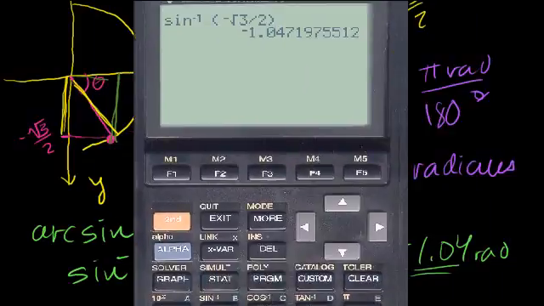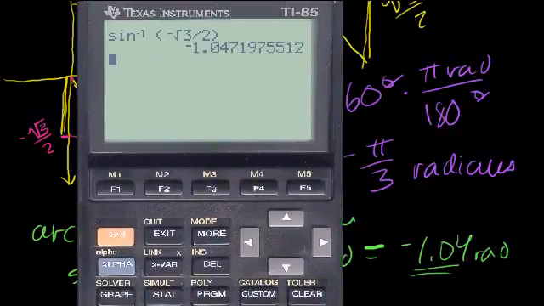Let's see if I can confirm that. If I were to write minus pi divided by 3, what do I get? I get the exact same value. So my calculator gave me the exact same value, but it might not have been that helpful because my calculator doesn't tell me that this is minus pi over 3.